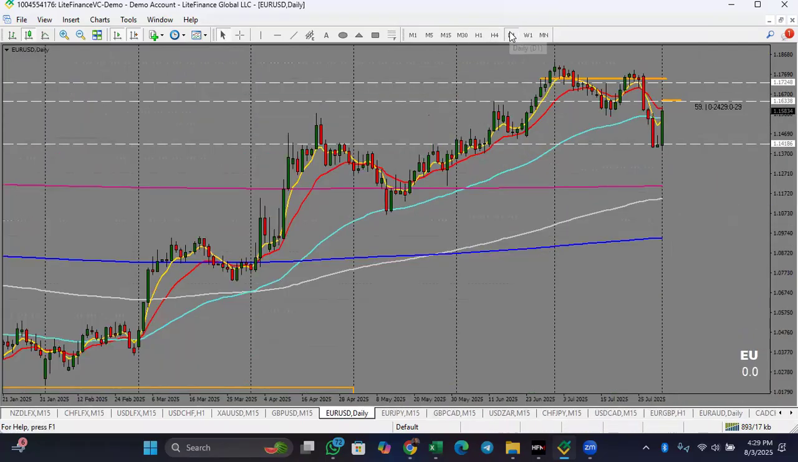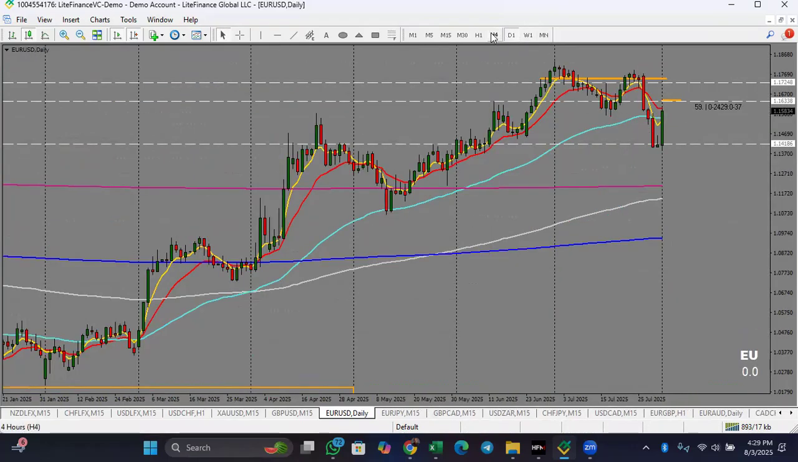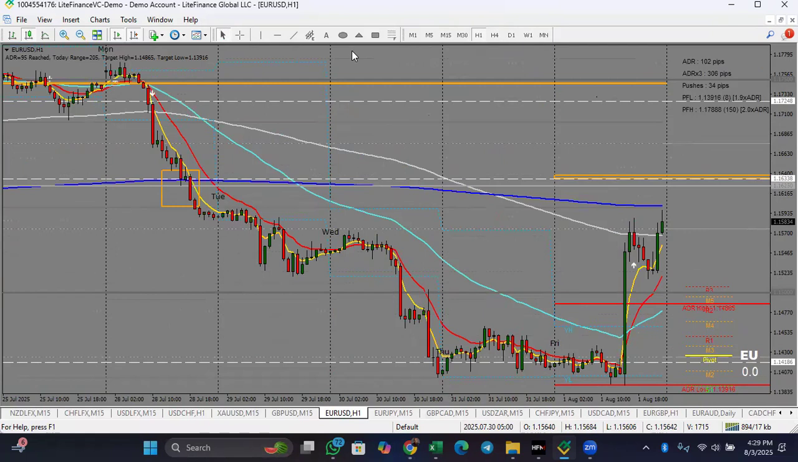And on the weekly time frame, we saw that we need to fill this week. So a retracement before we continue going down. So this here is a retracement. So on Monday, you can expect for the market to have a false move.